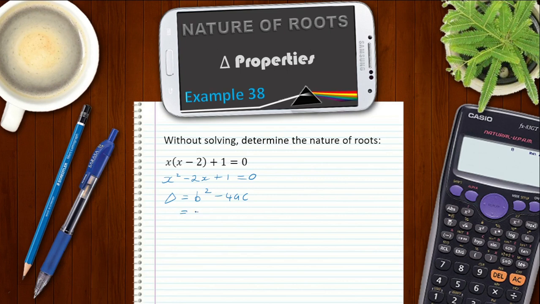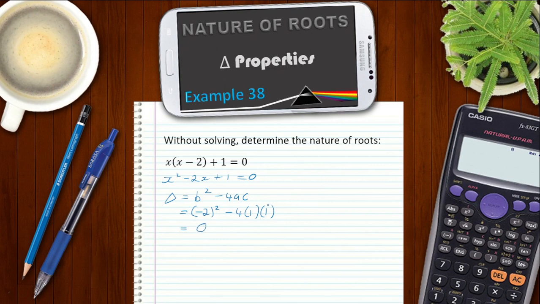So -2 squared minus 4, a is 1 and c is 1. This is easy to calculate without a calculator because the square makes this a positive number, 4, minus 4, and that gives us 0.